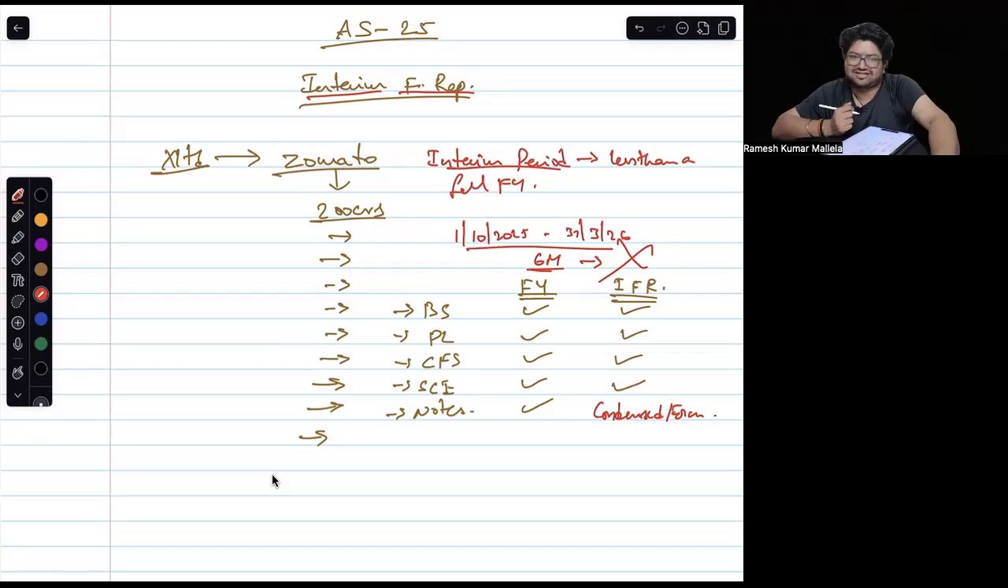Don't give all that nonsense. You give me if there are any important material items in your notes which will allow the users to understand the financial statements, or which they have to use to appraise those financial statements. Those notes you please give. Otherwise, don't give. Is that clear? Yes, sir. Okay.